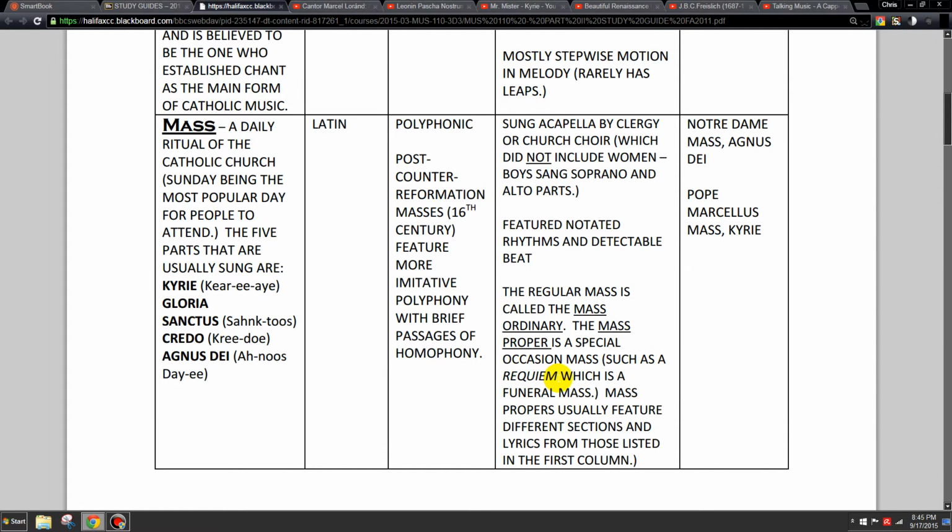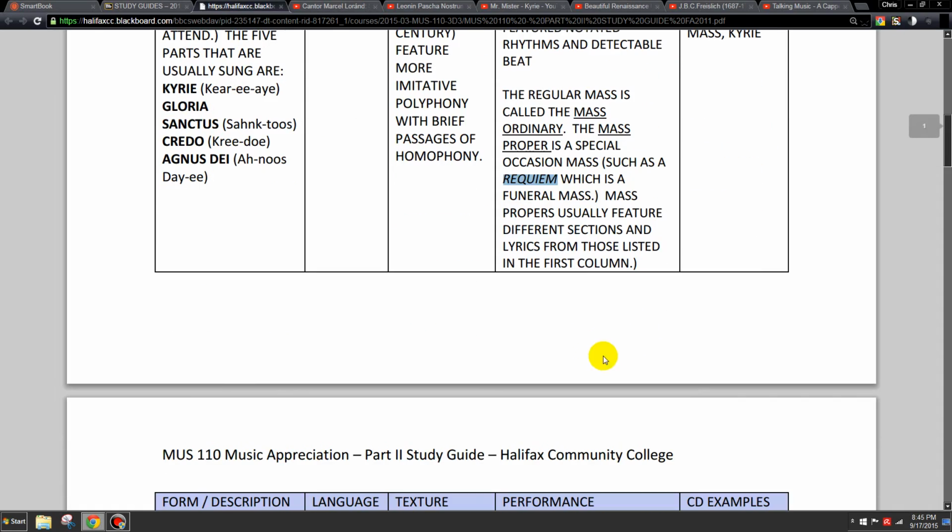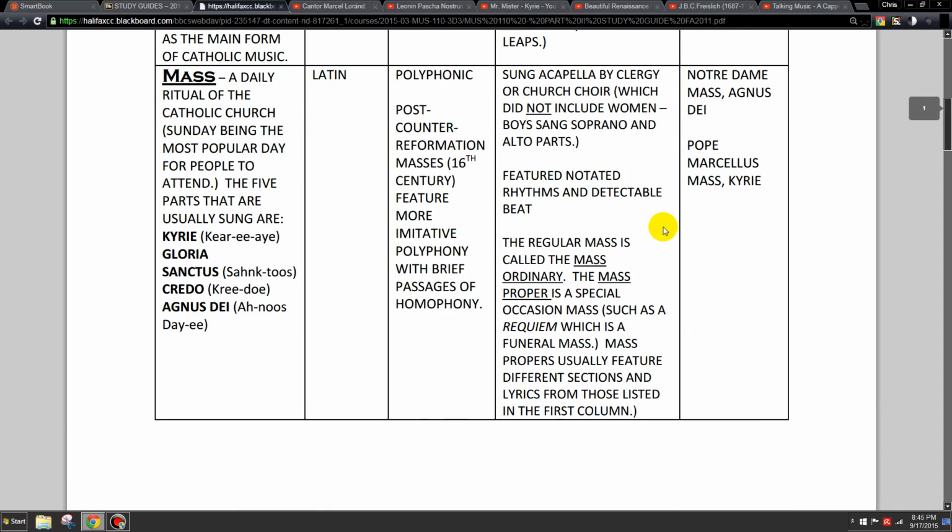But if someone important dies, they may write a Requiem Mass, and we'll learn a lot more about the Requiem when we talk about Mozart, because the last thing he ever wrote was a pretty famous Requiem. We'll talk about what Requiems are and how they are like Masses, but a special kind of Mass, performed for a special occasion that's not on the official calendar of the Catholic Church.